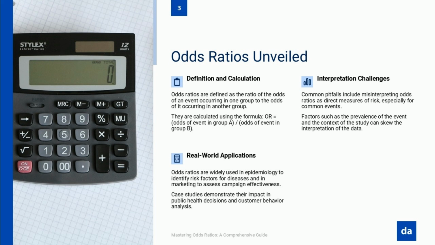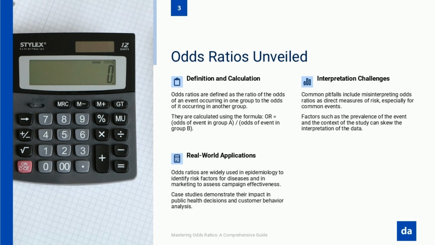Understanding the range of possible values for odds ratios is crucial for interpreting results. Odds ratios can extend from 0 to infinity, with each value carrying specific implications. An odds ratio of 1 indicates no difference between the groups. The event is equally likely to occur in both. Values greater than 1 suggest increased odds of the event in the first group compared to the second, while values less than 1 indicate decreased odds.